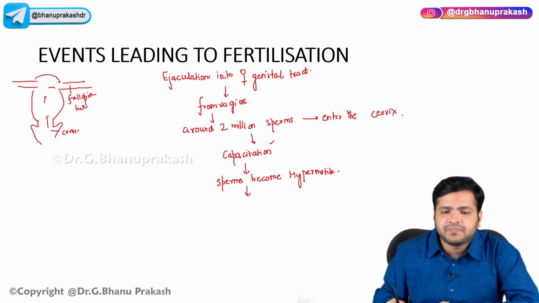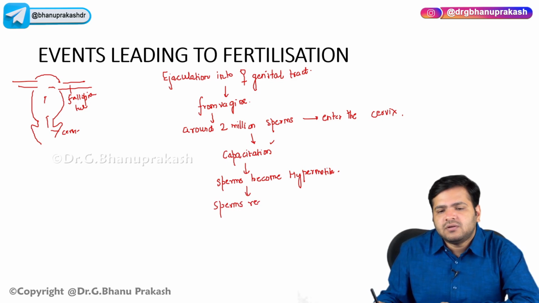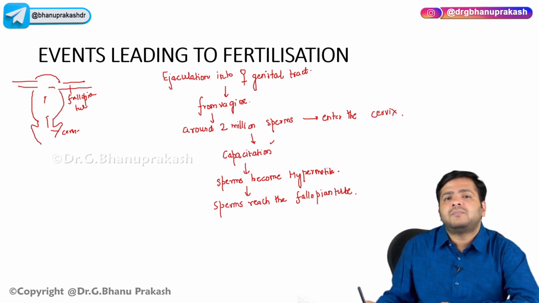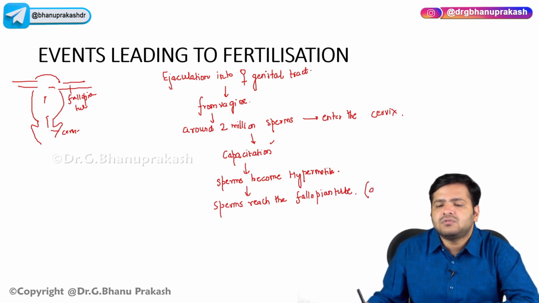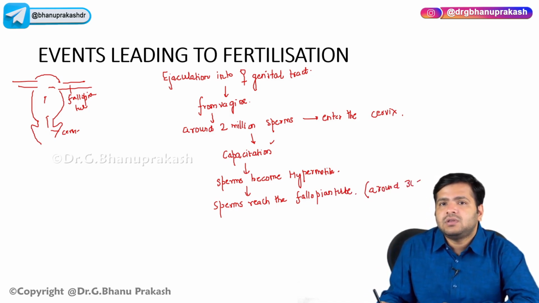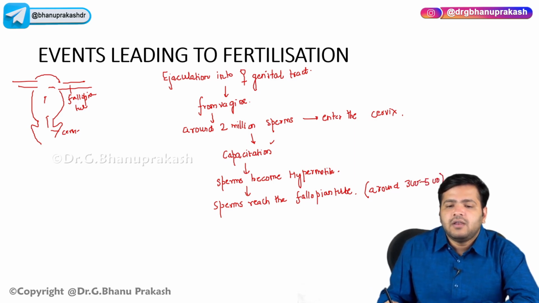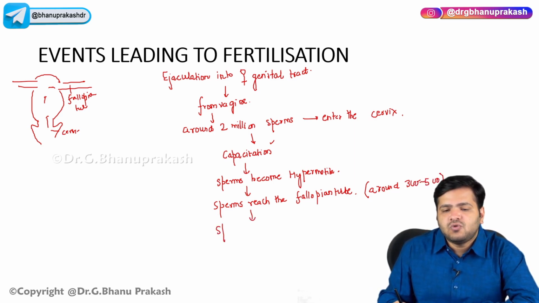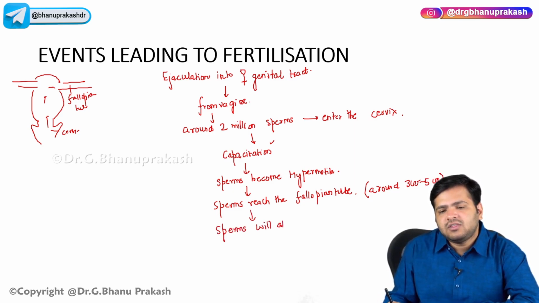The sperms reach the fallopian tube. They are around 300 to 500. Now, the sperms will attach to the corona radiata, right?